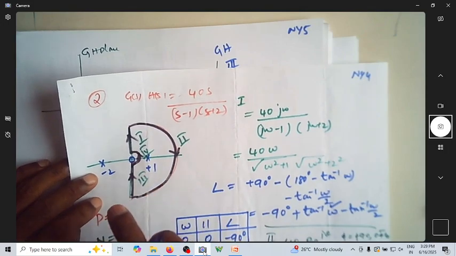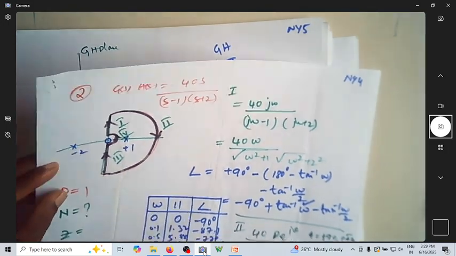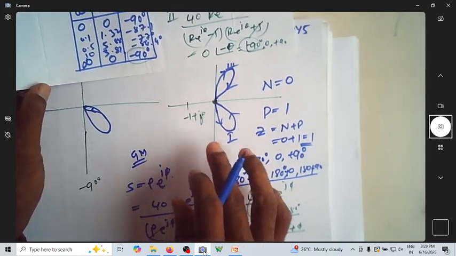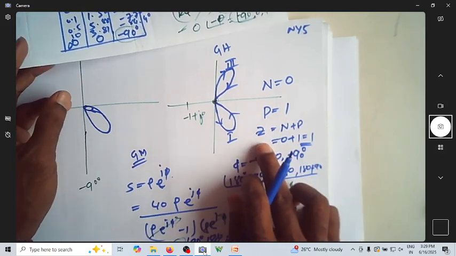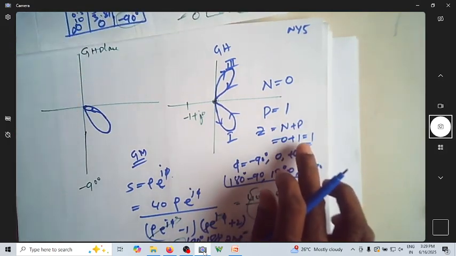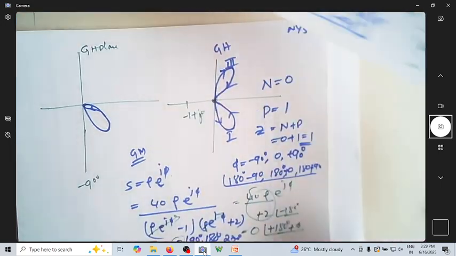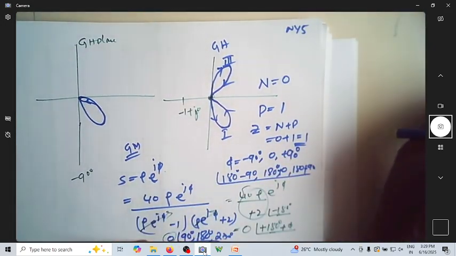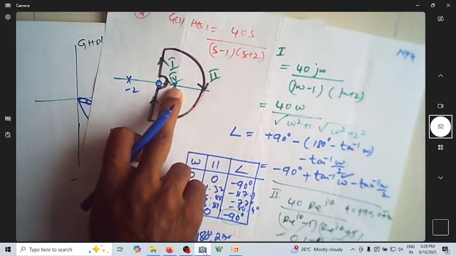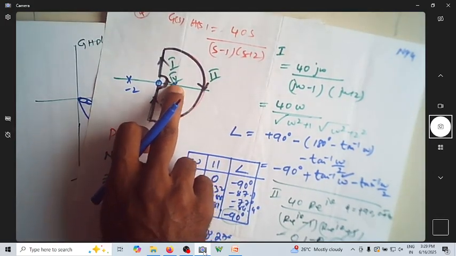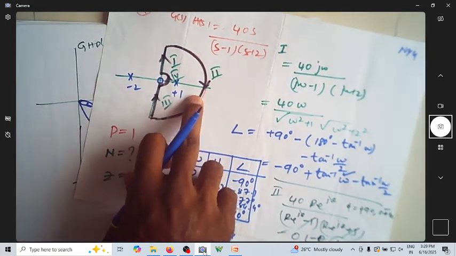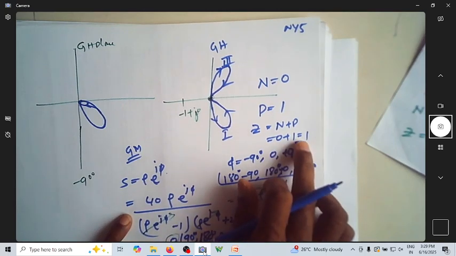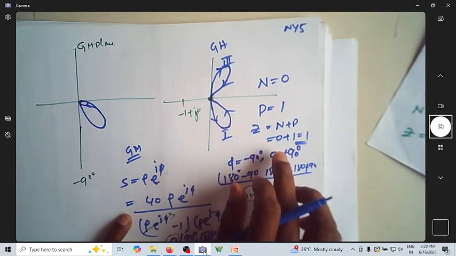The system is unstable. What is gain margin? So the system is unstable because Z is equal to 1. What do you mean by Z equal to 1? Z equal to 1 means there is one closed loop pole lying on the right hand side of the plane. That is very clearly seen here. So this is the open loop pole, which happens to be the closed loop pole also when you close the loop. So Z equal to 1 means that the system is unstable.